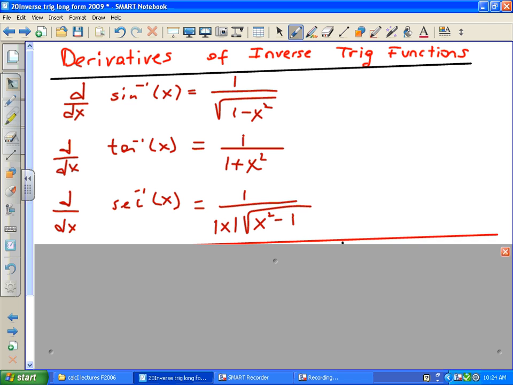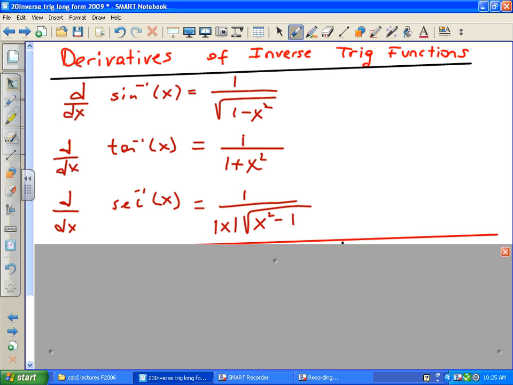Something unusual here. The right-hand sides have no trig functions, right? When you differentiate sine, you get cosine. When you differentiate cosine, you get negative sine. Usually when you differentiate a trig function, you get another trigonometric function, right? So this is something unusual. You differentiate an inverse trig function. You might think maybe I'll get an inverse trig function in return, but no, you get something completely algebraic, something with no trig or inverse trig functions in it, something very unusual.